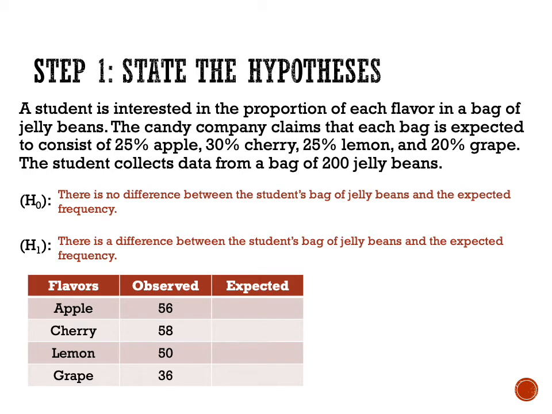And so before we move on, I'm just going to calculate the expected values. I already have the observed data here. So to do this, we just look at our total sample. We have 200, and we know that the expected frequency for apple is supposed to be 25%. So 25% of 200 is 50. 30% of 200 is 60. For lemon, we had 25%. So 25% again is 50. And then for grape, it's supposed to be 20% of 200, which is 40. So if we're just looking at this data, it does look pretty close, like it's not going to be significantly different. But the only way to tell for sure is to do our statistical analysis and compute chi-square.